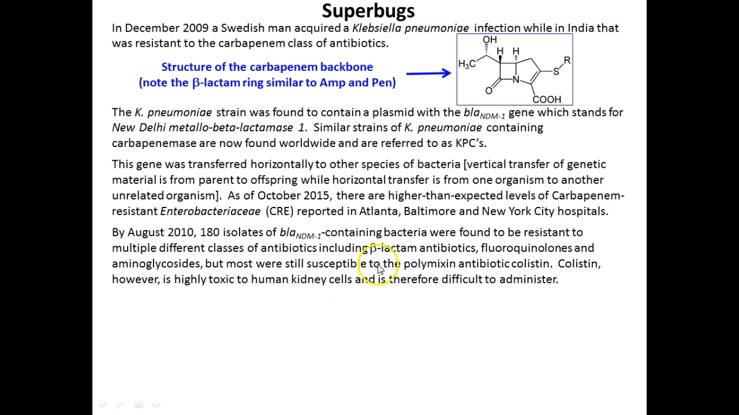Or we give different types of drugs, different drugs that aren't affected by the beta-lactamases. The problem with some of these is that they're not as effective, and especially with colistin, it can be toxic.